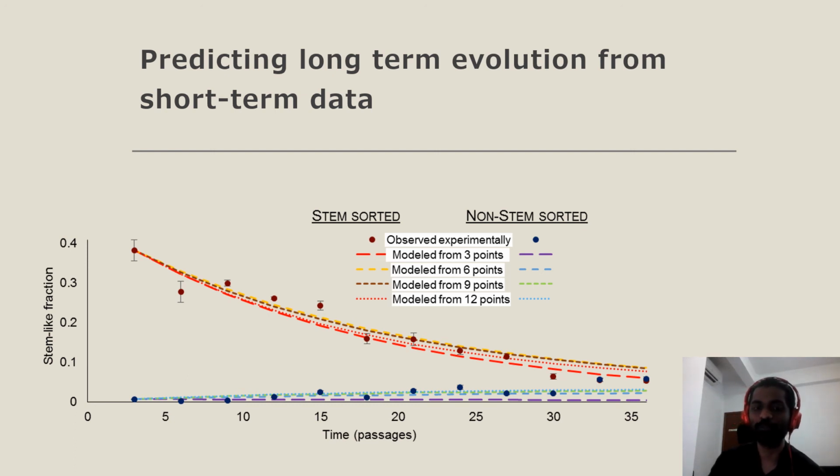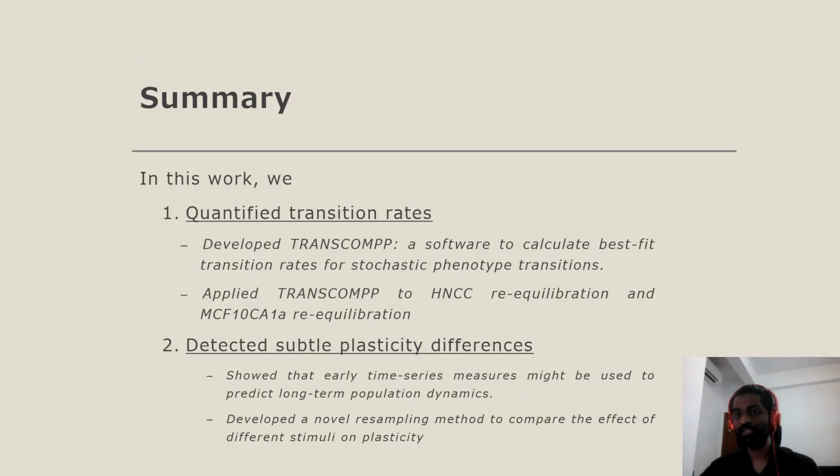And so in summary, we've developed a new tool called TRANSCOMPP that can compute best fit Markov transition rates for stochastic phenotype transitions. And we've applied that to two systems, and we show two things. One is that you can detect subtle changes in plasticity using the transition rates computed by TRANSCOMPP. And you could also use short-term data to predict how the tumor would evolve over a longer time period.